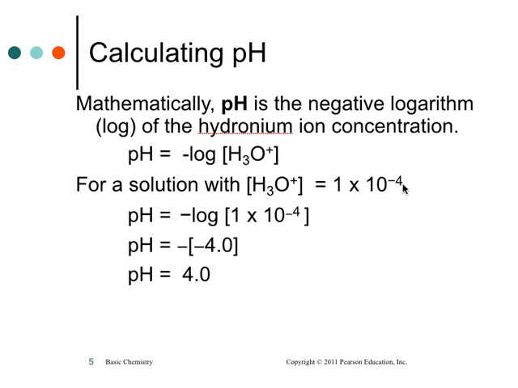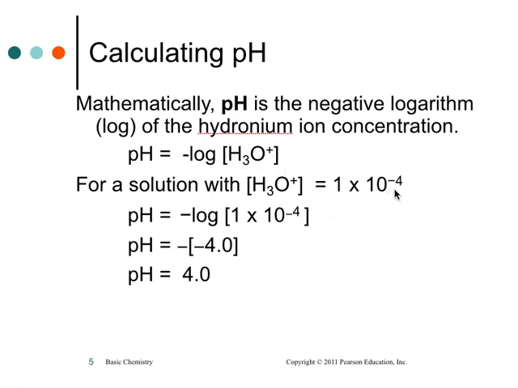Well, it's negative 4. Negative 4 is what I raise 10 by to get 1 times 10 to the negative 4. All right? When you are finding pH, pH is defined to be the negative logarithm of the concentration of the hydronium. So you're going to look at the hydronium, whatever its concentration is.